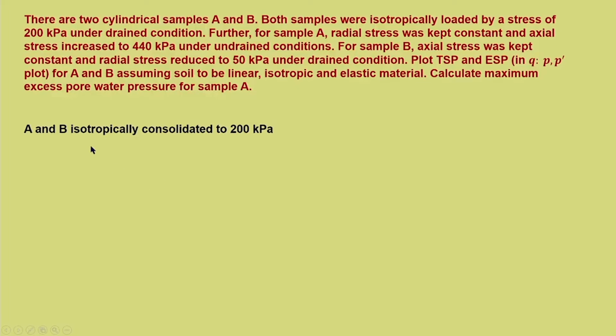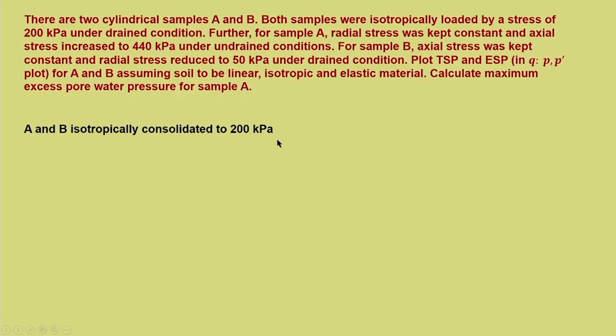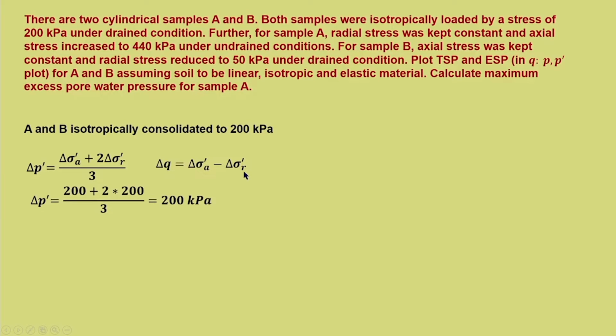So, let us say A and B is isotropically consolidated to 200 kilopascal, and before that I think we also need to take the value of A parameter, that is the pore water pressure parameter also. So, we will do that or we will assume that in due course. Okay. So, A and B is isotropically consolidated to 200 kilopascal. We need to find out what is the value of p dash and q dash, because that is where we have to plot it, and delta q is equal to delta sigma a dash minus delta sigma r dash. So, this is known to us.